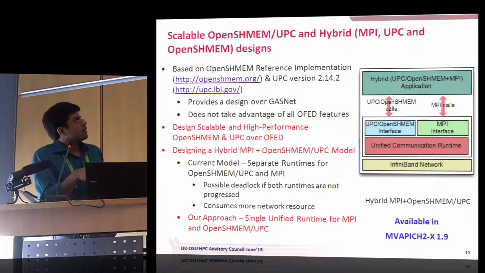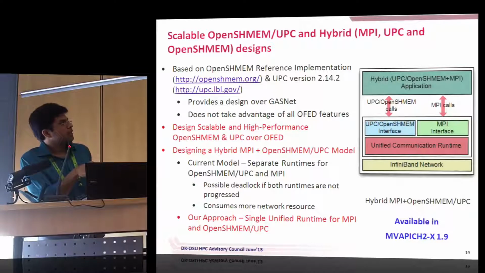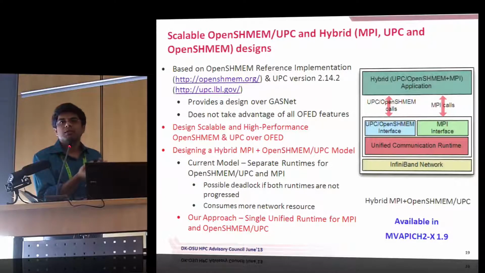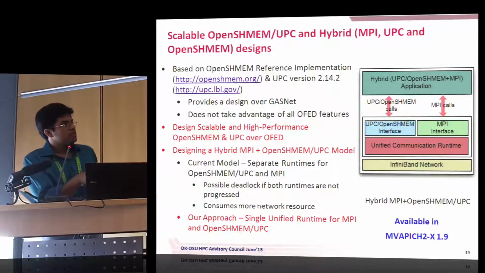So our goal is to see if we can take advantage of the years of research that has already gone into the development of MPI libraries and leverage that to implement and design better solutions for UPC and OpenSHMEM like PGAS languages. With the current model, if you have to use separate runtimes for UPC, OpenSHMEM as well as MPI, you will need separate runtimes for both. This can result in possible deadlocks if things are not handled properly between the two runtimes, and it will consume more network resources. Our approach proposes a single unified runtime for MPI as well as the PGAS programming models. This support is available in the MVAPICH2-X 1.9 release.